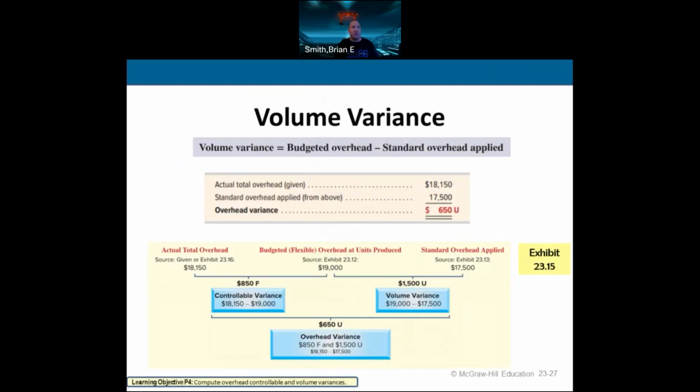We have an 18,150 total actual overhead, and it's under what we expected at our budgeted or flexible overhead at the units produced. We thought it was going to be 19,000, so we have an $850 favorable variance. But our standard overhead applied versus our budgeted overhead at the units produced was $1,500 under. So we're ending up with a $650 under applied, or excuse me, unfavorable overhead variance. We're going to net those again like we did on the direct labor variance.